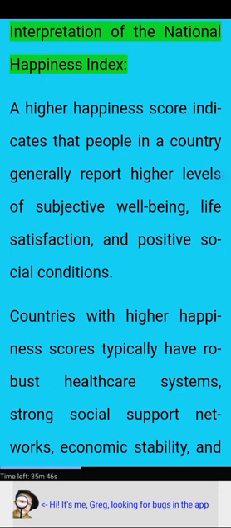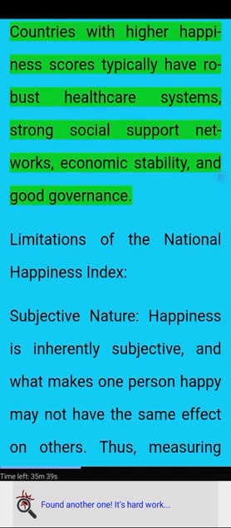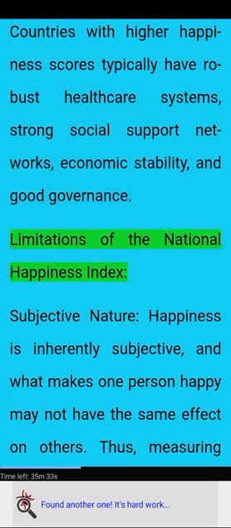Interpretation of the National Happiness Index. A higher happiness score indicates that people in a country generally report higher levels of subjective well-being, life satisfaction, and positive social conditions. Countries with higher happiness scores typically have robust healthcare systems, strong social support networks, economic stability, and good governance.